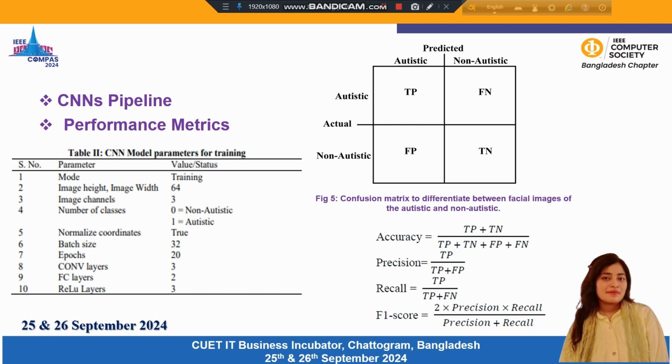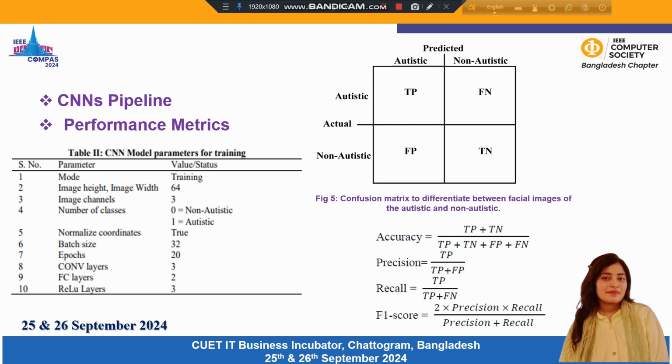For prediction performance, a confusion matrix is used here, that is TP, TN, FP, FN. TP is true positive, which identifies an autistic individual as autistic. TN is true negative, which identifies a non-autistic individual as non-autistic. FP is false positive, which identifies a non-autistic individual as autistic, and false negative is identifying an autistic individual as non-autistic.